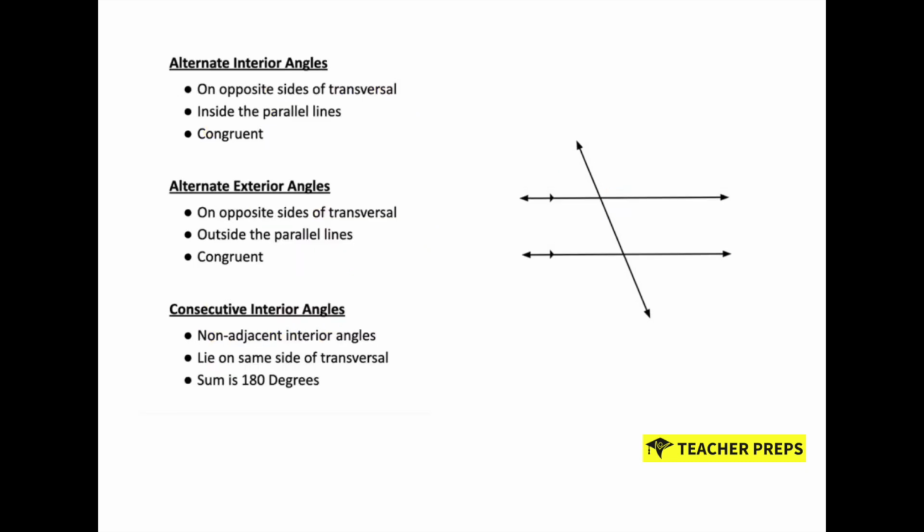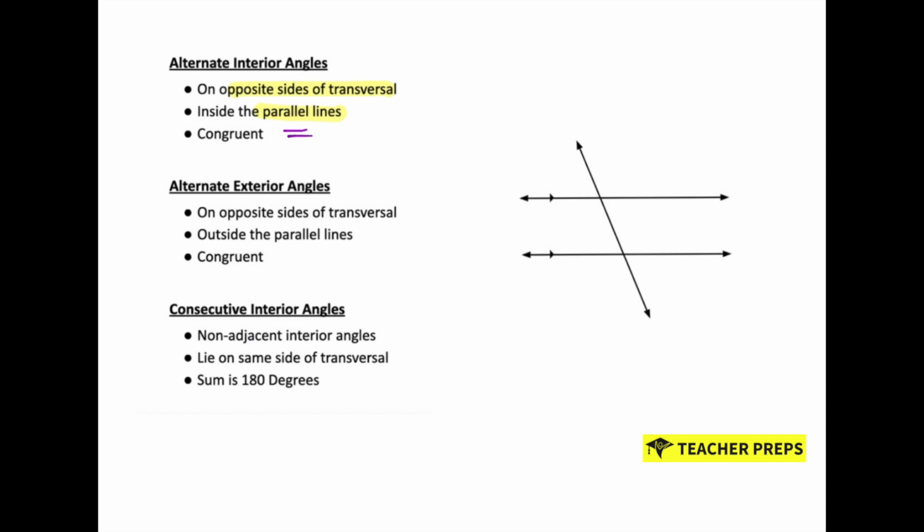Let's talk about a few more types of angles that are formed when we have parallel lines. The next one is alternate interior angles. The word alternate means opposite, so we're talking about angles on the opposite side of this transversal. Interior means inside, so the angles are inside the parallel lines. These angles are equal. An example would be this angle and this angle. Another set would be this angle and this angle.